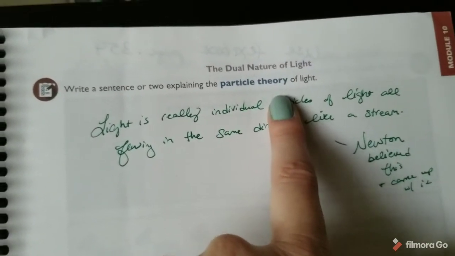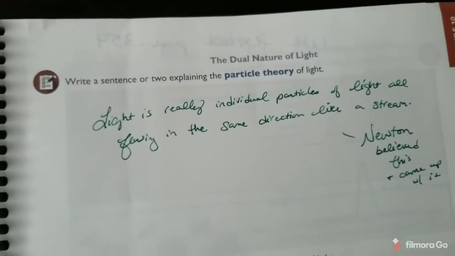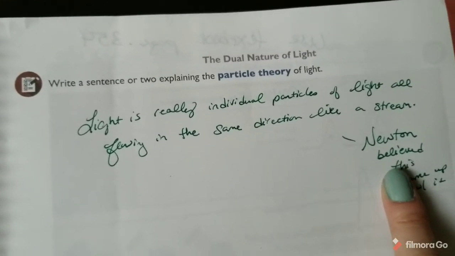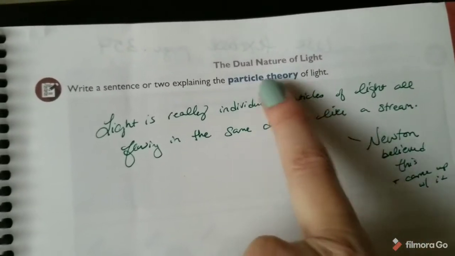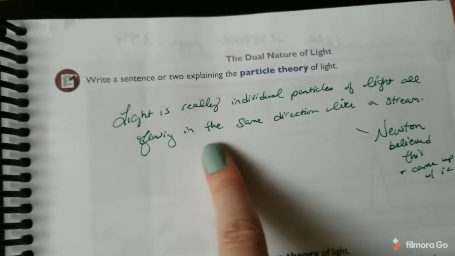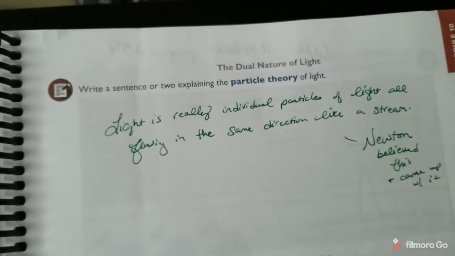It is not the truth of light. Theory just means it's what somebody believed. This is what Newton believed. Okay, so we're going to keep going here and see what's actually true. Particle theory was the theory, I should have presented it this way, that light is just individual particles flowing in the same direction like a stream.